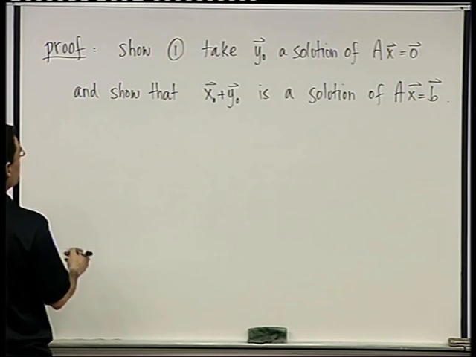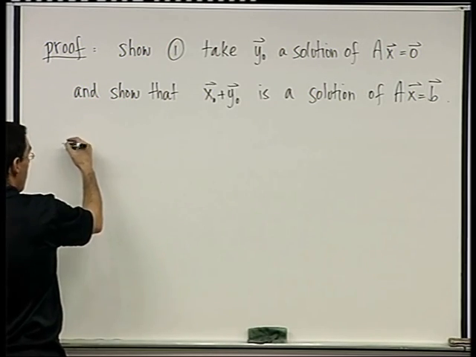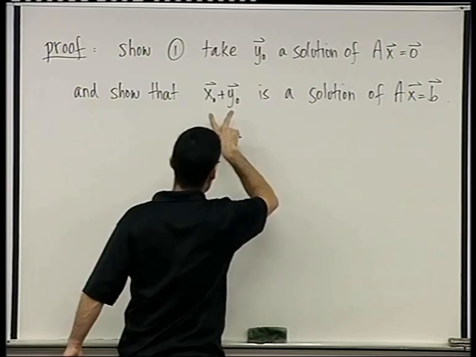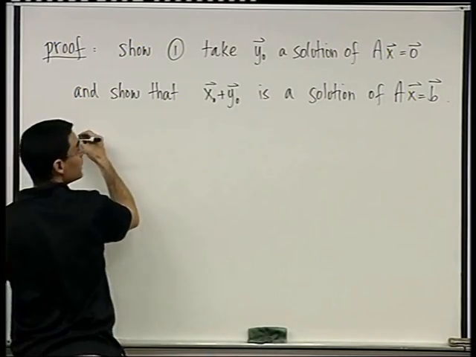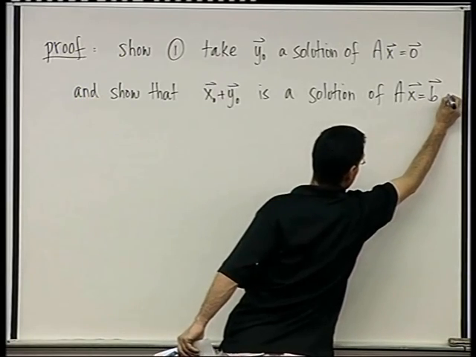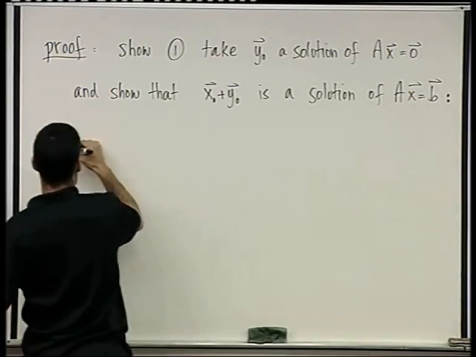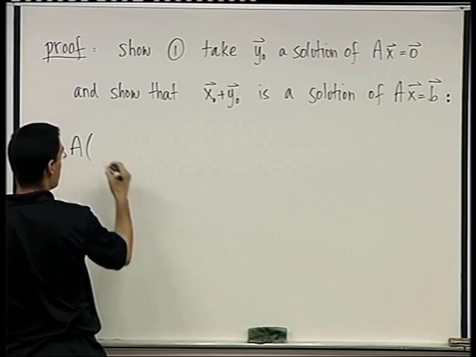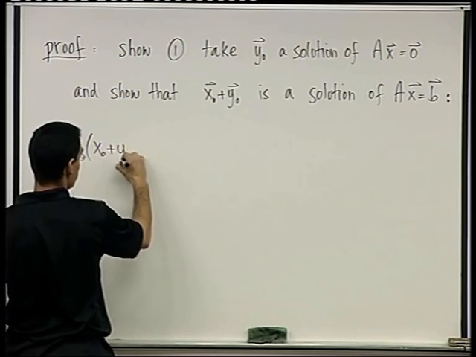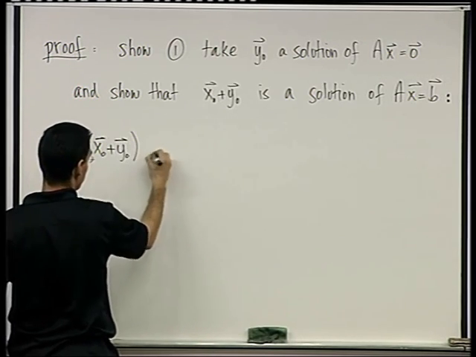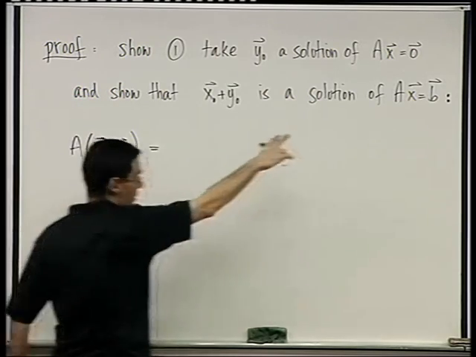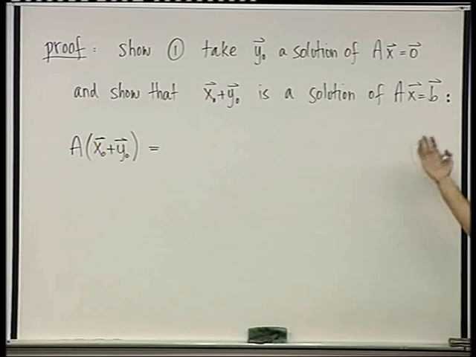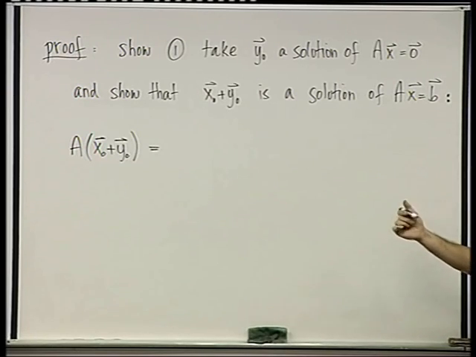Let's do it. It's a one-liner. What do I need to show? I need to show that this is a solution of this. Here goes. What does it mean to show that it's a solution? I need to show that if I plug it in, I get B. If I plug this into this system, I get B. That's what it means for it to be a solution, right?